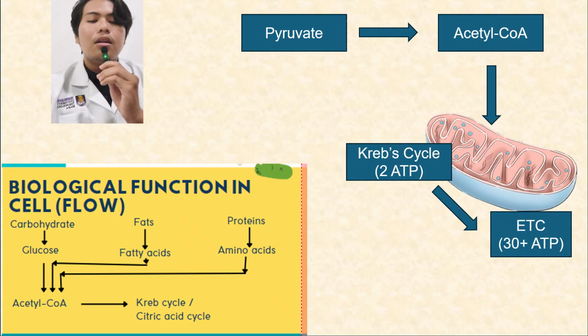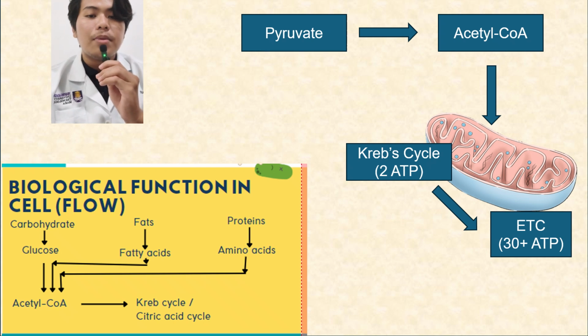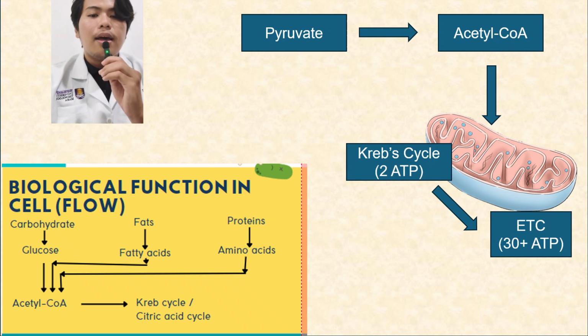Now, let us take a look at the carbohydrates and protein that have been converted into pyruvate. The pyruvates become acetyl-CoA via the process we know as pyruvate oxidation. The acetyl-CoA enters the mitochondria and then undergoes the Krebs cycle to produce 2 ATP. Then they undergo the ETC, or electron transport chain, to produce 30 or more ATP to keep our body alive.